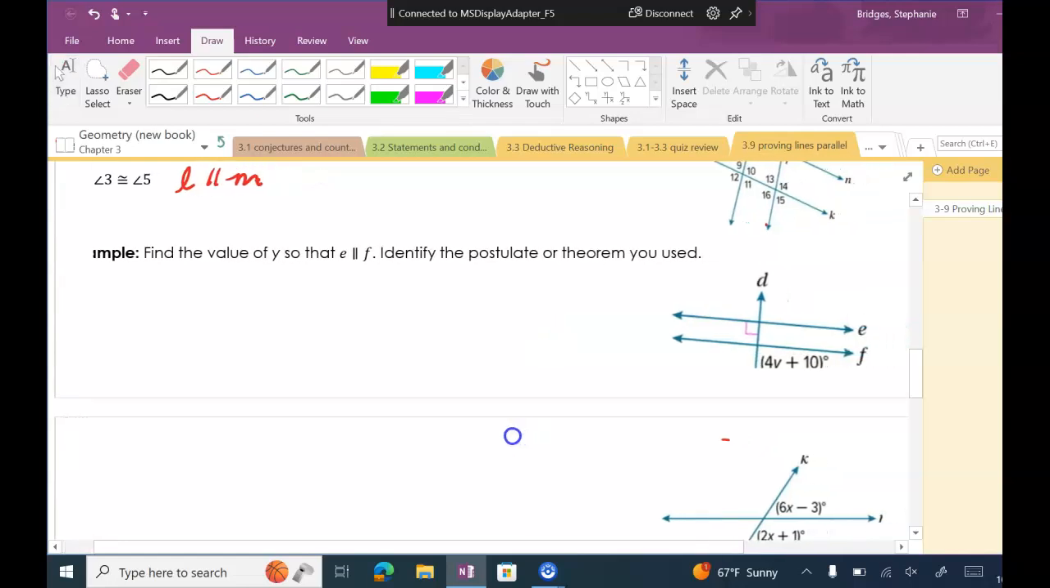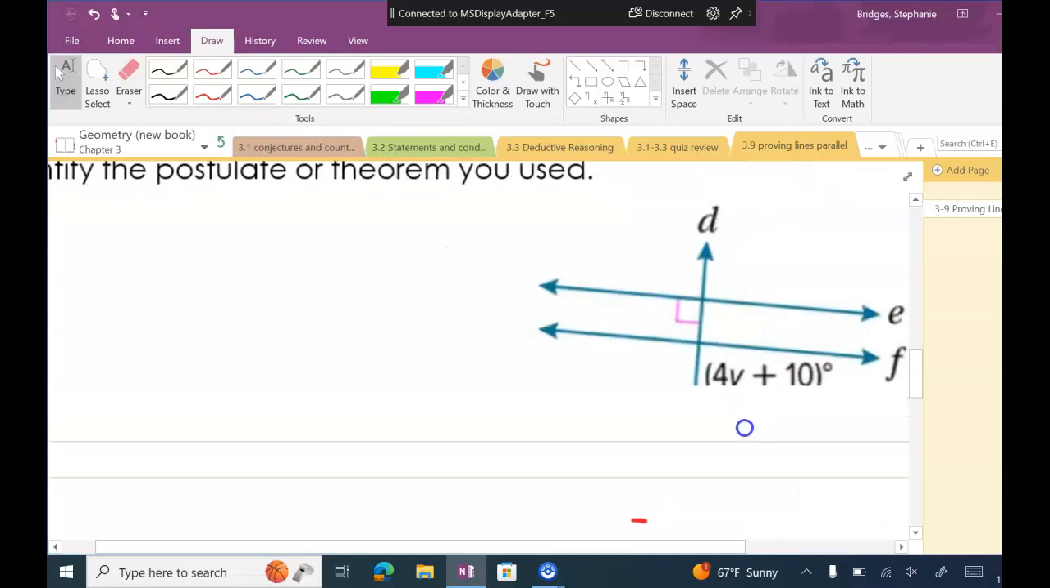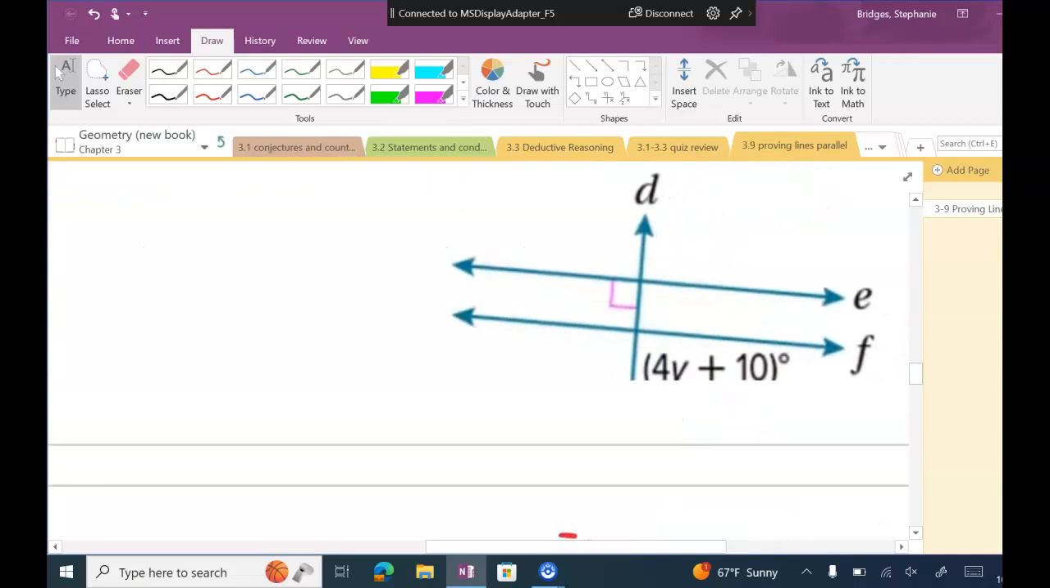Okay. All right, let's take a look at that next example. Look at my pictures. I've got line D that cuts through lines E and F. They want me to find the value of V. What else do you notice in that picture? A right angle. Does everybody see your right angle? And we talked about that if one line was perpendicular, what about the other line? What is it also going to be?